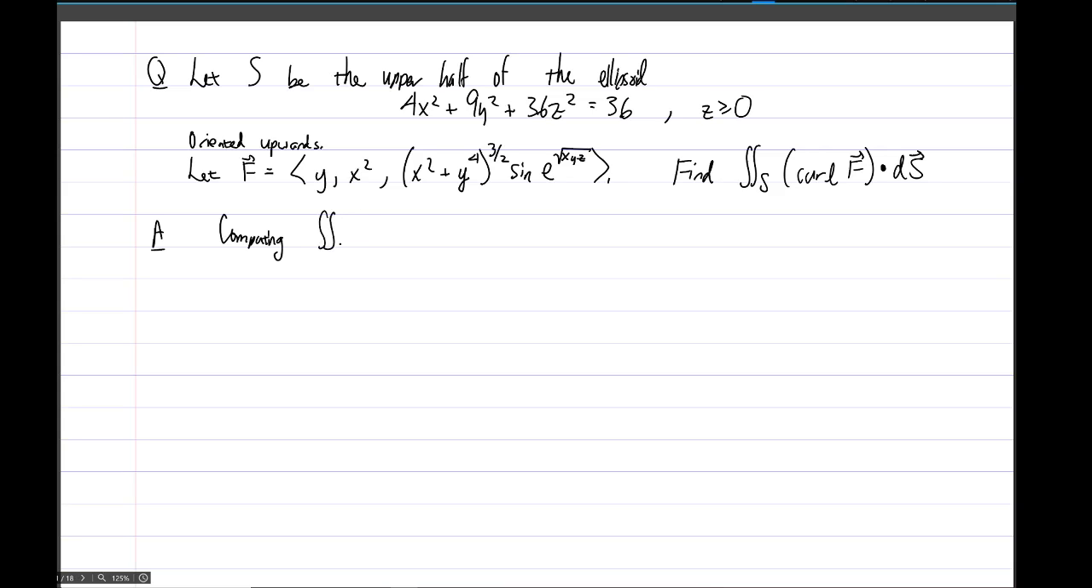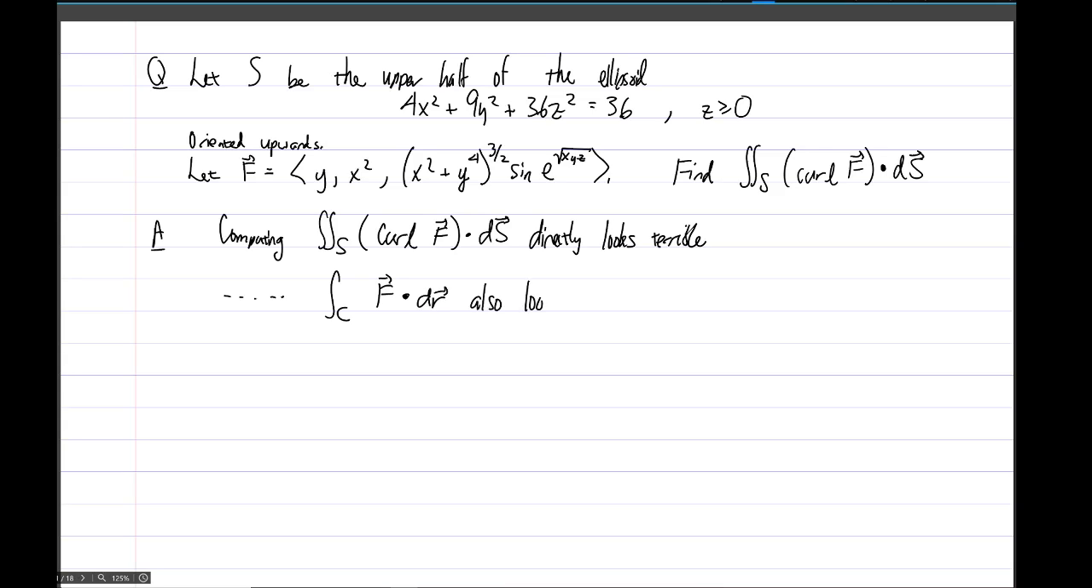Computing the integral over the surface of curl of F dot dS directly looks terrible. Part of it's going to be a mess, and there are a lot of funky things that are going to happen. Just give it a try. Let's also comment that computing, based on Stokes' theorem, the line integral of the boundary also looks terrible. You should just apply Stokes' theorem once and see what you get.